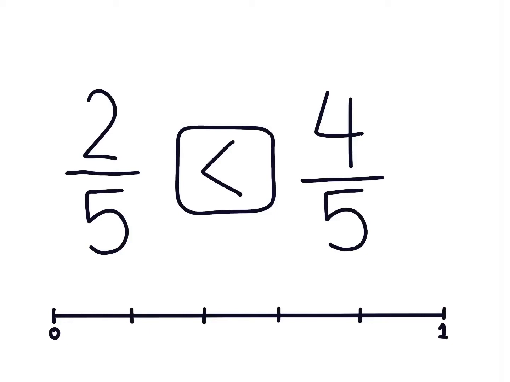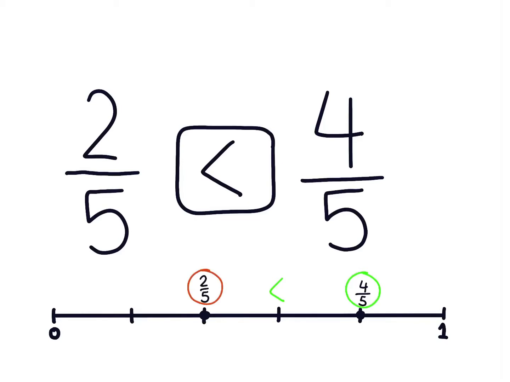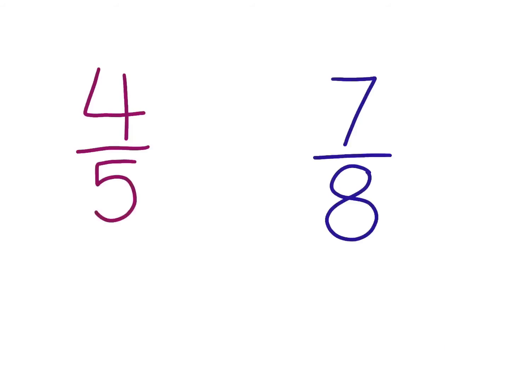If we look at it on a number line, we'll see that 4/5 is further to the right than 2/5 on the number line. We know that the further you are to the right, the greater the value. And the more you move to the left, the lesser the value. Remember, we are comparing fractions with common denominators in this problem. But what we're going over today is comparing fractions with unlike denominators.